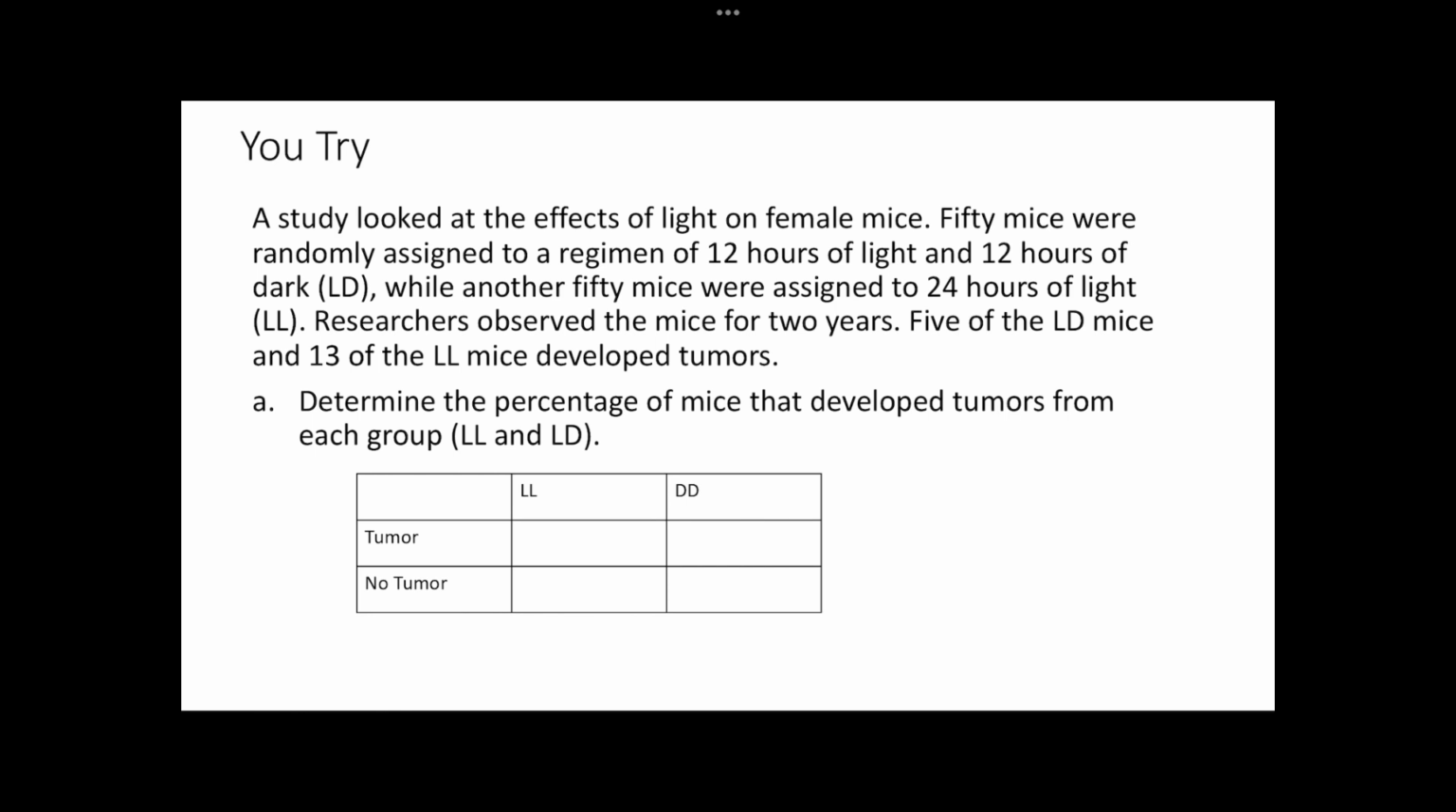5 of the LD mice and 13 of the LL mice developed tumors. We first want to determine the percentage of mice that develop tumors from each group. So we're going to use a two-way table to display this data.